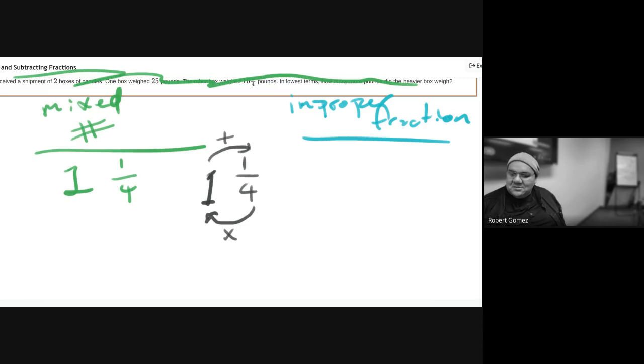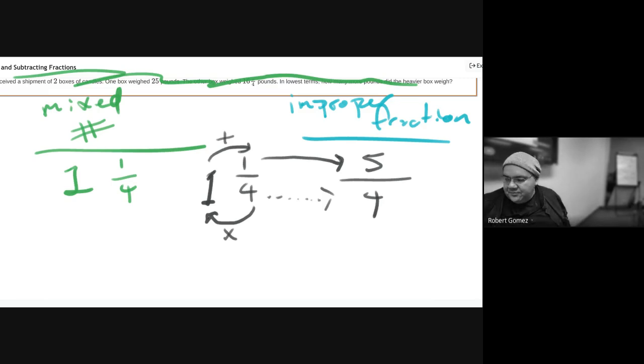So once we do this, this is going to come over here, and this is going to become our numerator. Now, the cool thing is our denominator is going to stay the same. In the fraction part of our mixed number, the denominator is going to stay the same. So it'll be 5/4. There we go. Now we're back to 5/4 again. Okay? So that's how we do this.